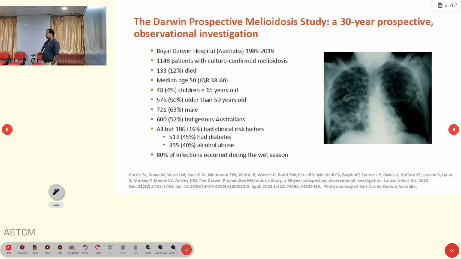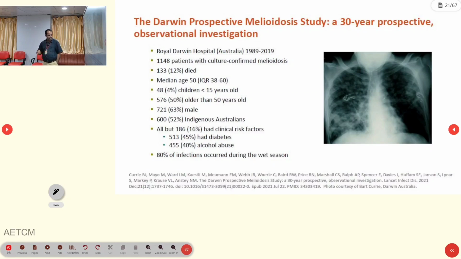So this is the largest study on melioidosis. The most number of studies are done in Australia. That's a publication from Darwin, Royal Darwin Hospital. 1,148 patients. 12% died. Mortality was 12%. Median age was 50. 4% were children. Children means less than 15 years, no risk factors, but still they get it. And 50% were more than 50 years.